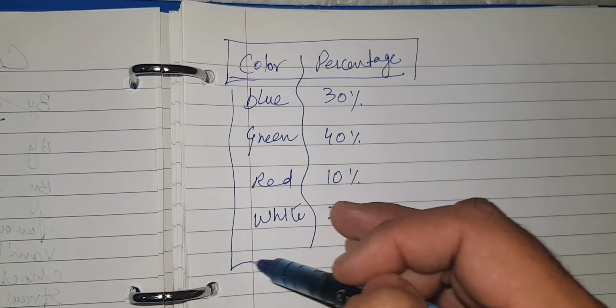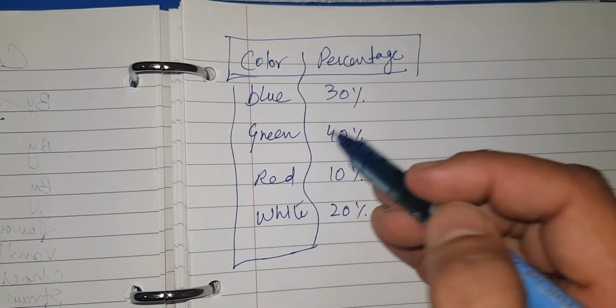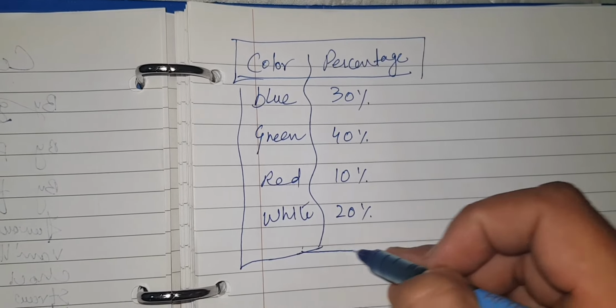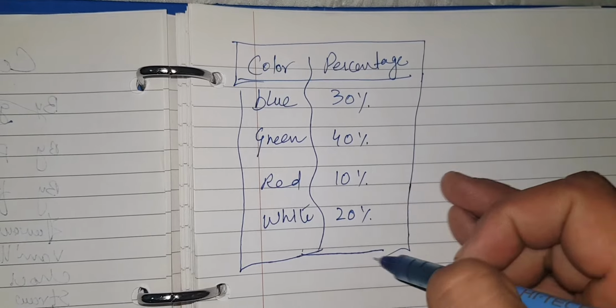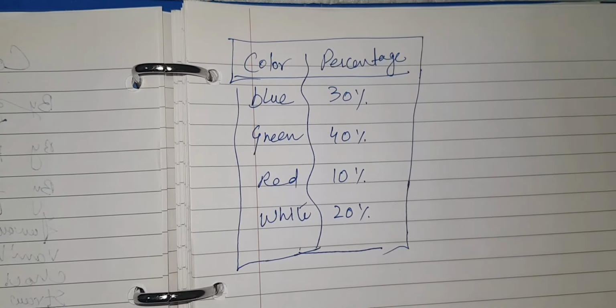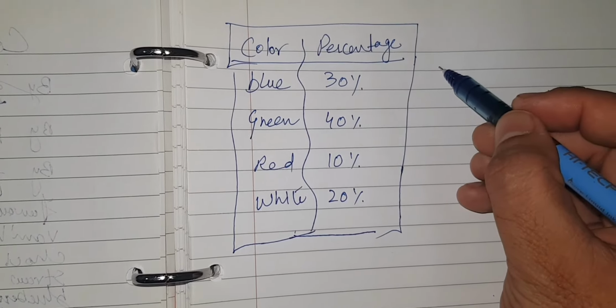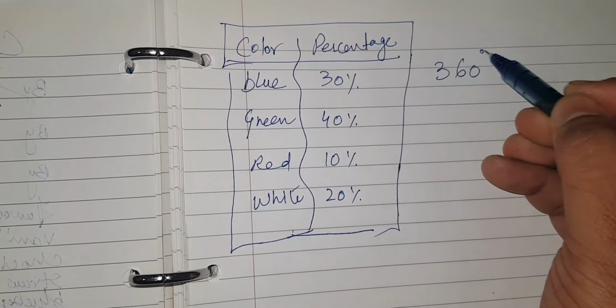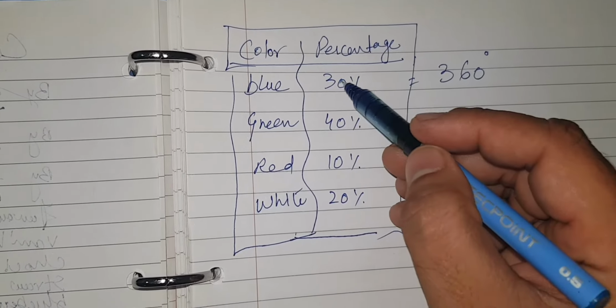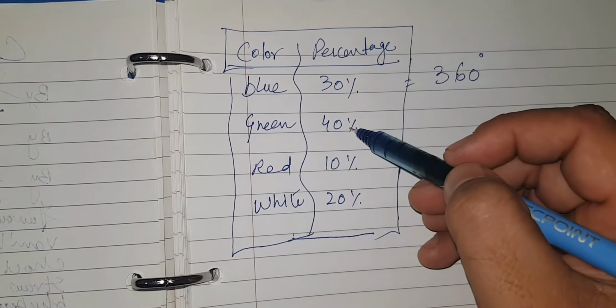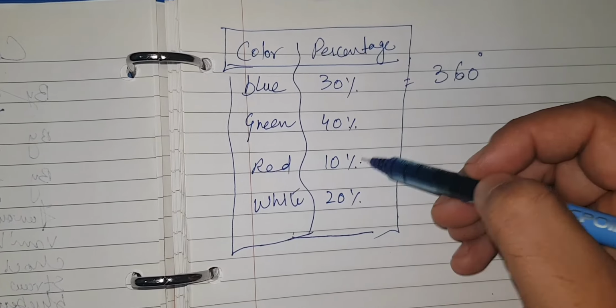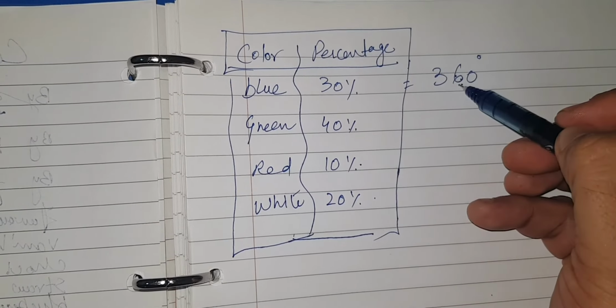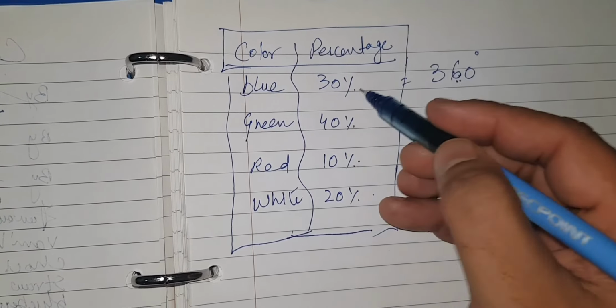Blue color car 30%, green color car 40%, red color car 10%, and white color car 20%. Now very simple, same rule. Remember that we are doing a pie chart, so we should remember 360 degrees always. 30% of 360 degrees, 40% of 360 degrees, 10% of 360 degrees, and 20% of 360 degrees. So first I will do 30%.